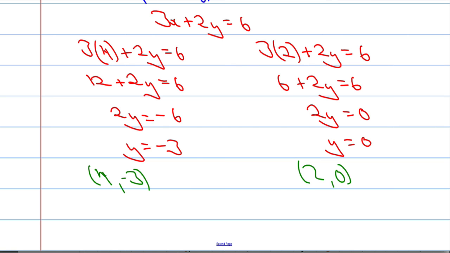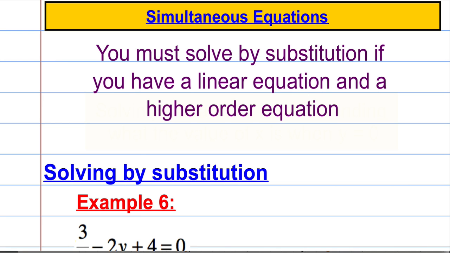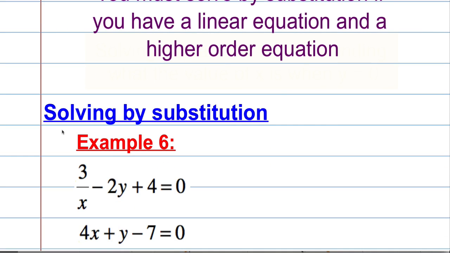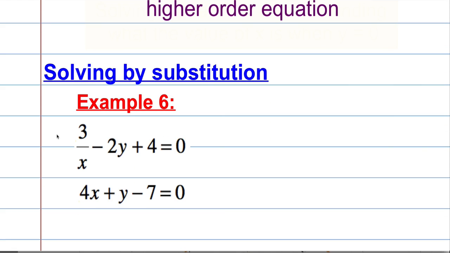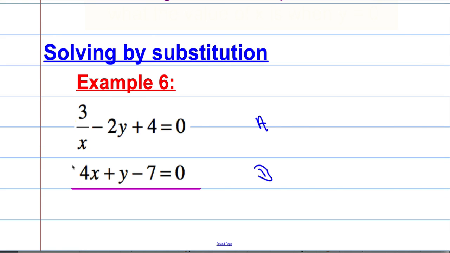Okay, we got one more to go. So the last type of question that we might have to do, something like this, same idea again, although it doesn't look like we have a higher order equation, but in fact we do. So if we look at this one here, call it equation A, and this one is equation B. Now the thing I don't like about equation A is that I have an x underneath the line. That's really, really irritating. So let's sort that out.